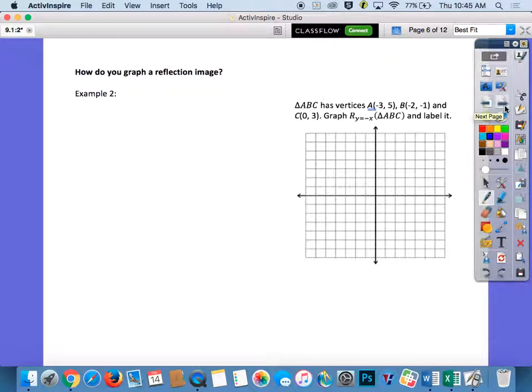Okay, so this is the last one we'll do, y'all, when we're dealing with reflections. And so this one, I'm going to go ahead and get these vertices down. And what it wants me to do is reflect it over this line of reflection. So A is -3, 5. B is -2, -1. And then C is going to be 0, 3. So I'm basically reflecting it over this line right here.